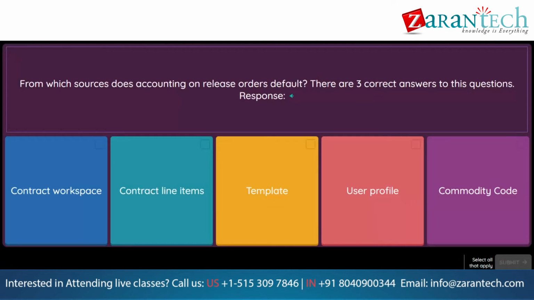Question: From which sources does accounting on release orders default? There are 3 correct answers to this question. Response: Option 1. Contract workspace. Option 2. Contract line items. Option 3. Template. Option 4. User profile. Option 5. Commodity code.